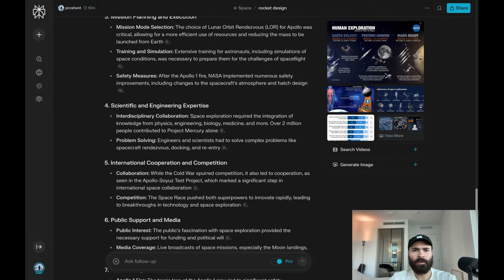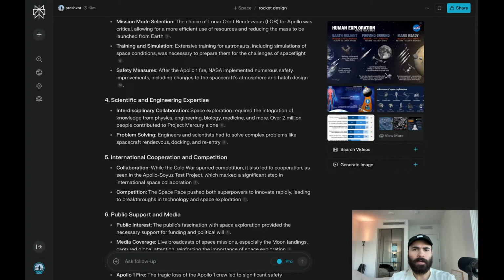Reducing the mass to be launched from Earth. What is the lunar orbit rendezvous?